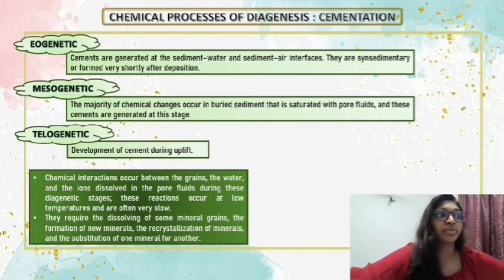Chemical interactions occur between the grains, the water, and the ions dissolved in the pore fluids during these diagenetic stages. These reactions occur at low temperatures and are often very slow. They require the dissolving of some mineral grains, the formation of new minerals, the recrystallization of minerals, and the substitution of one mineral for another.